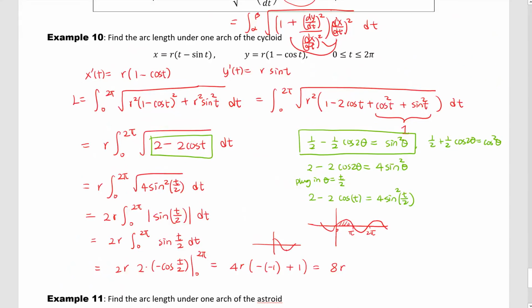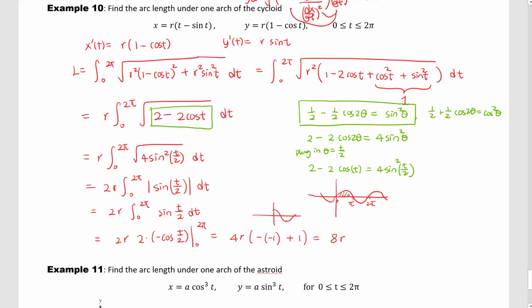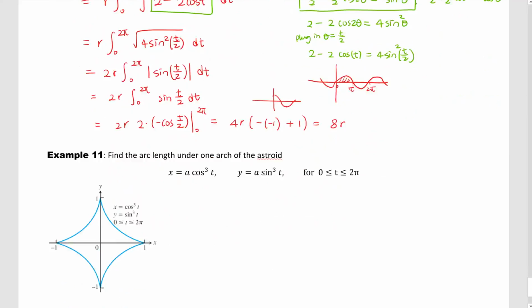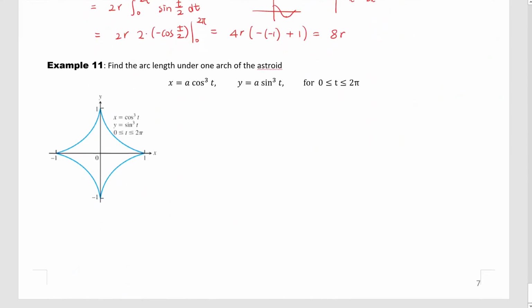You can see we first figure out x prime and y prime, and then we plug into the arc length formula, and then we realize square roots. You remember, in order to solve the integral involving square roots, we hope that there is something like a complete square there, so then we can cancel the square roots and then we can continue. So here, make sure you're familiar with the double angle formula. Okay, so let's continue to our last example of this session, example 11.